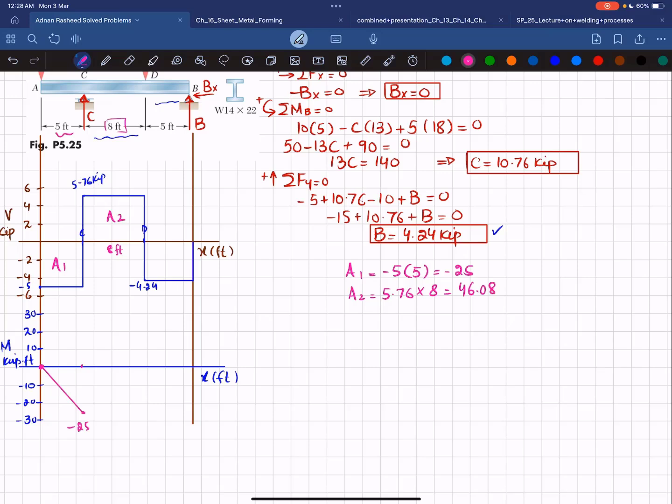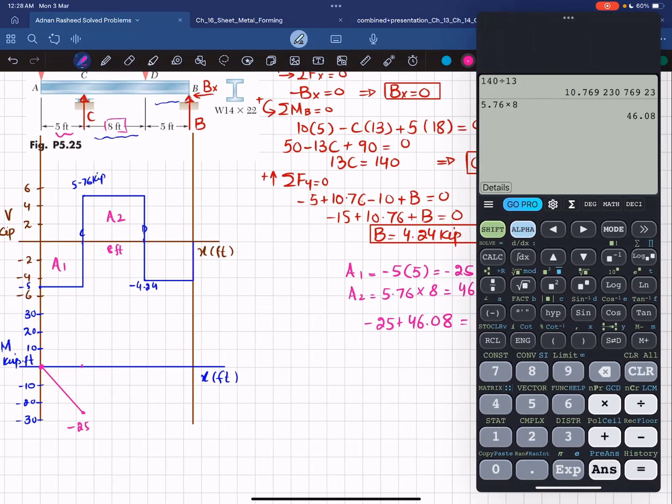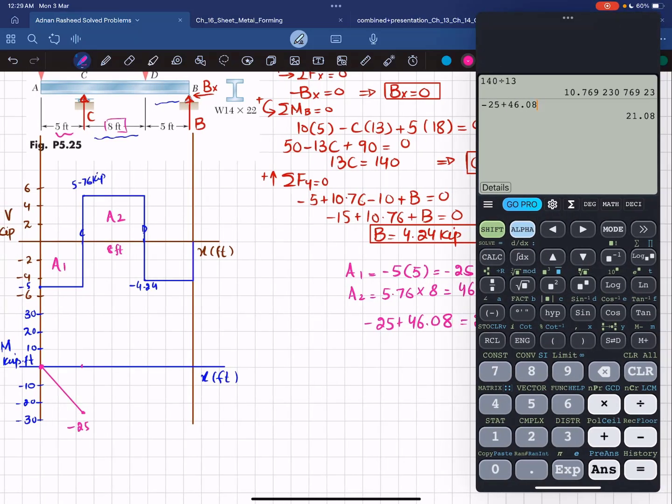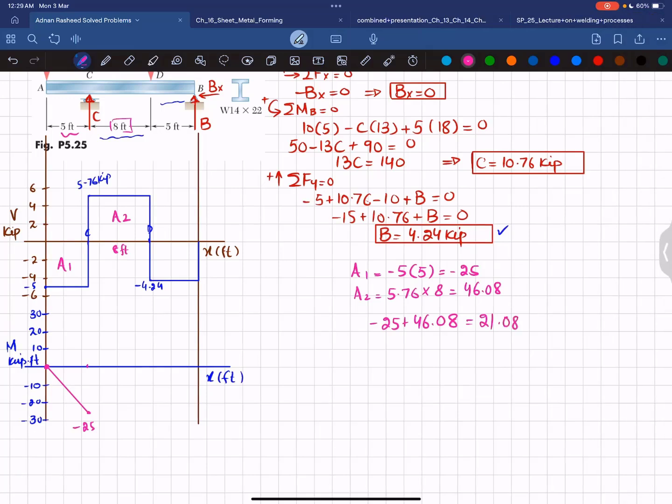46.08. Now minus 25 plus 46.08 will give you overall 21.08 moment at point D. 21.08. So 21.08 will be somewhere here. This is your point. It will be somewhere here. Let me write it 21.08.